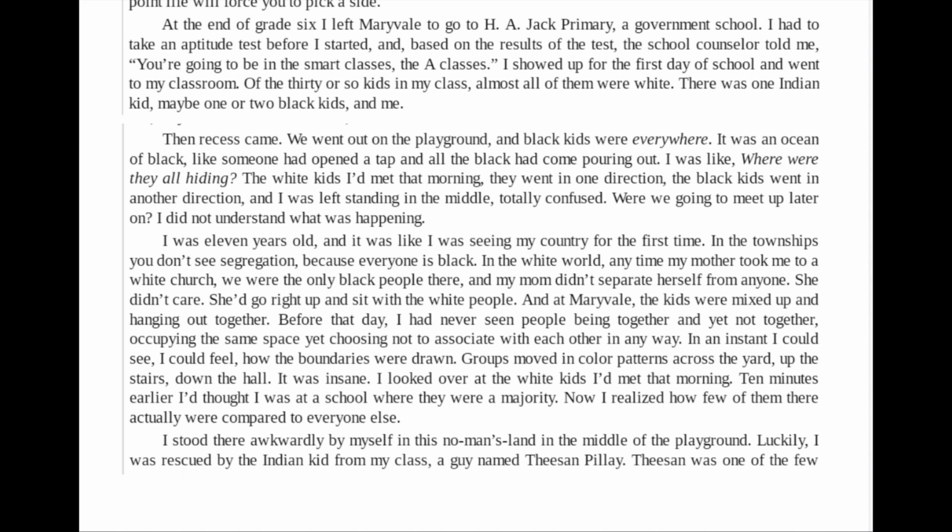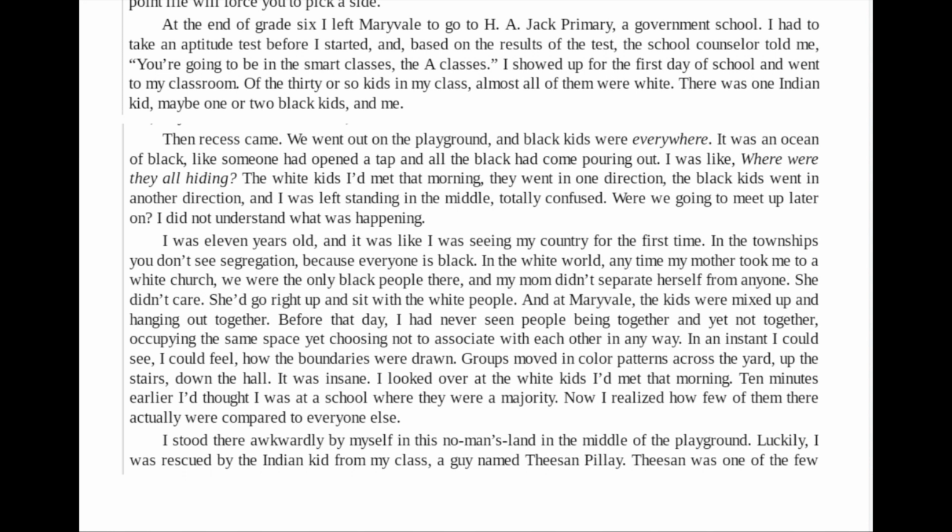Then recess came. We went out to the playground, and black kids were everywhere. It was an ocean of black, like someone had opened a tap and all the black had come pouring out. I was like, where were they all hiding? The white kids I'd met that morning, they went in one direction. The black kids went the other direction, and I was left standing in the middle, totally confused. Were we going to meet up later on?